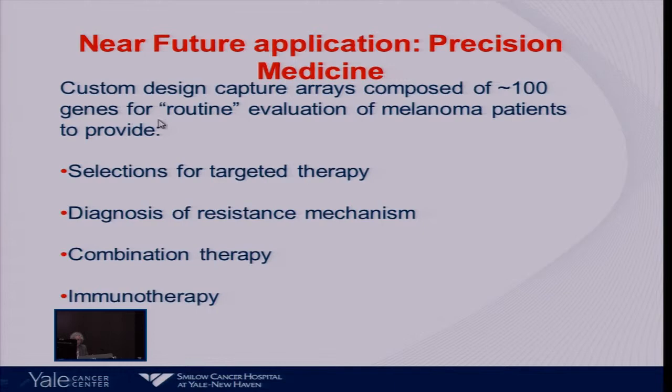And then every patient that comes to the clinic, we take the tumor and sequence these 100 genes. I say 100 genes because it is also cheaper. Right now, sequencing the whole exome, the whole coding region of a tumor, is about $2,500. But if we sequence 100 genes, we can do it for maybe $250. And the changes that we get in the tumor can then be used for selection for targeted therapy, because new targeted therapy will come out, for diagnosis of resistance, for combination therapy, and for immunotherapy. So that's essentially the vision for all this work of identifying changes in the DNA of melanoma.